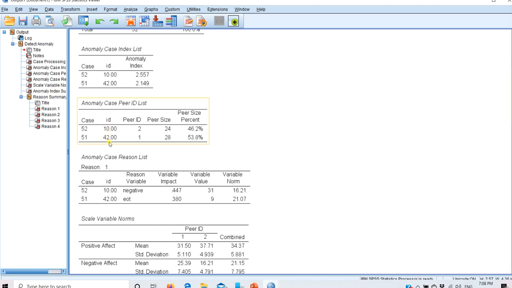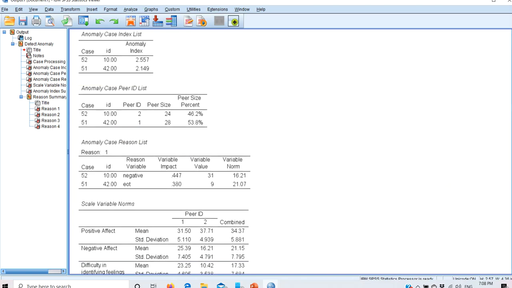Now we have the peer size that is already given. So 46% of cases are in peer group 2. So this case ID 10 is in peer group 2. It is an anomalous case. And this ID 42 is in peer group 1. And regarding reasons, I have asked to list 4 reasons.